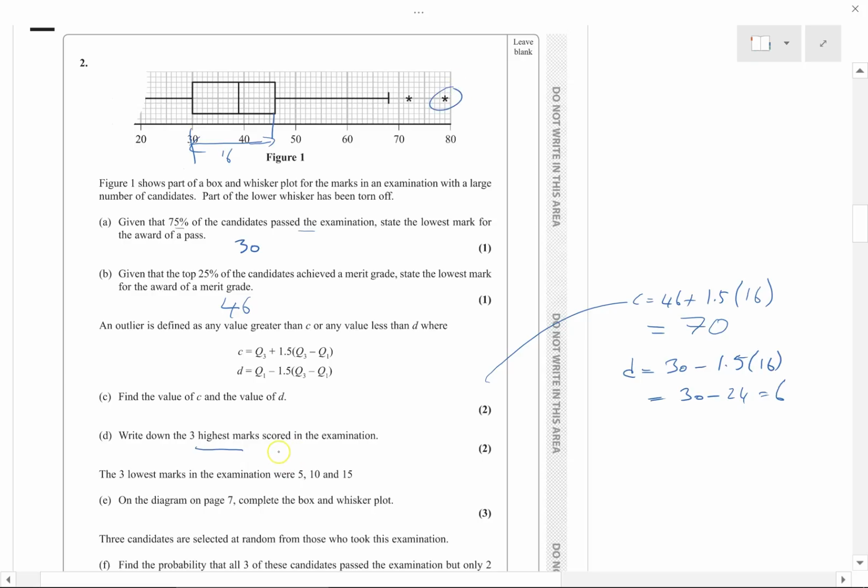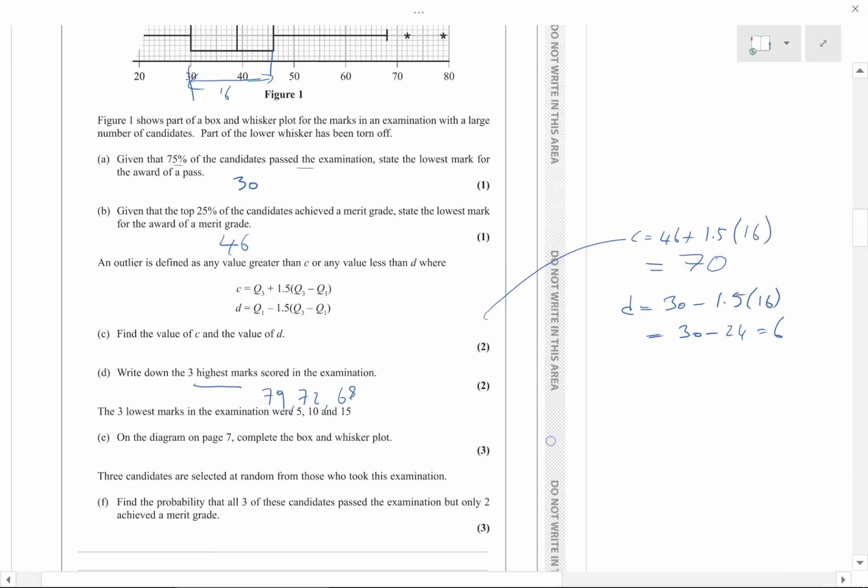So we've got the highest mark here is 79. The next mark here is 72. It really is that obvious. The next mark here is 68. Now you may have seen in other work where they use the boundary for the upper thing, but normally if we know what the largest number is, or the largest number apart from the outliers, we put that in as the mark for the largest value rather than the boundary that we've just worked out. So it's definitely those three.